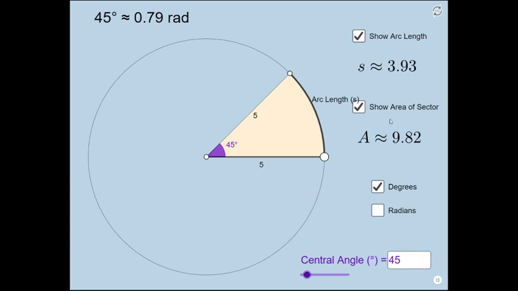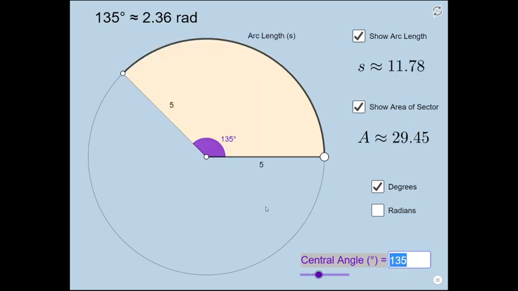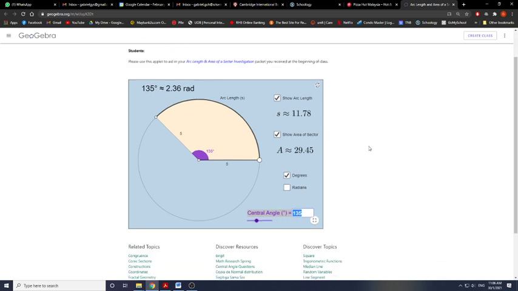If I want to eat more pizza, let's say I eat 3 pieces, 135 degrees, you notice that the arc length and the area increase accordingly. So try it yourself first. It's quite simple. All you need to remember is arc is a portion of circumference, sector is a portion of area. Okay, thank you everyone.